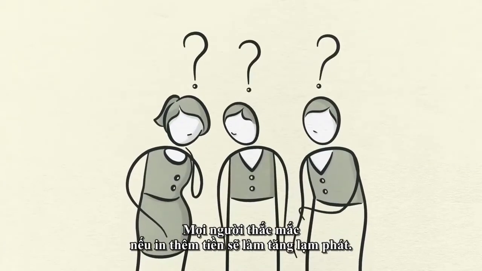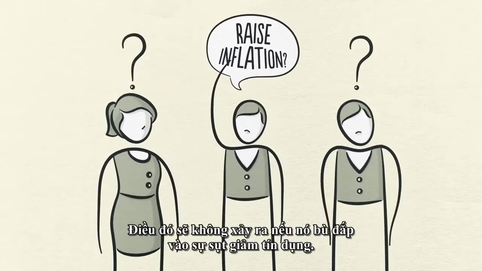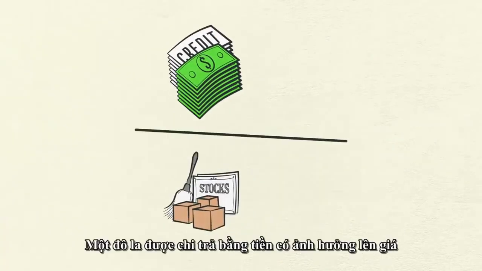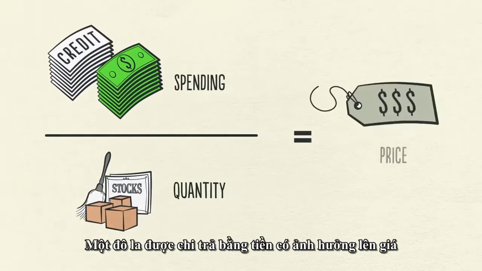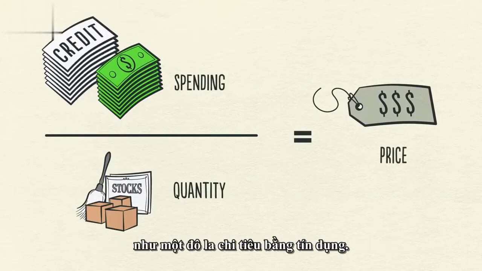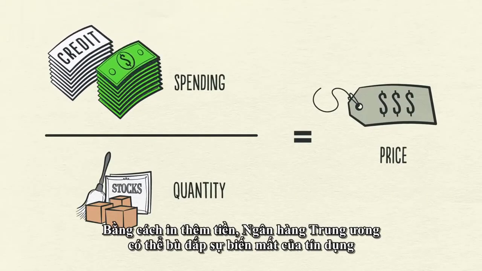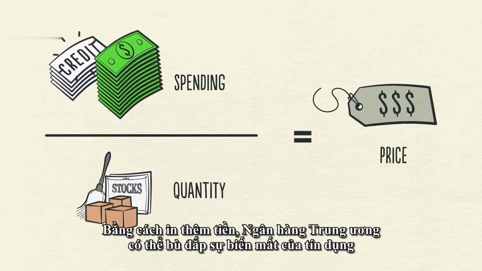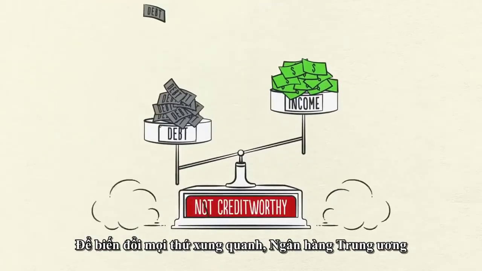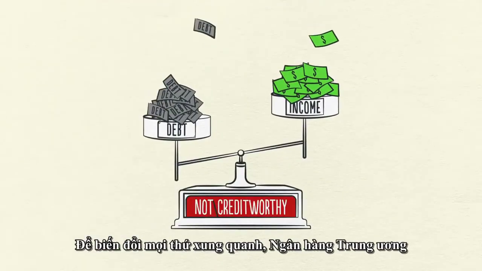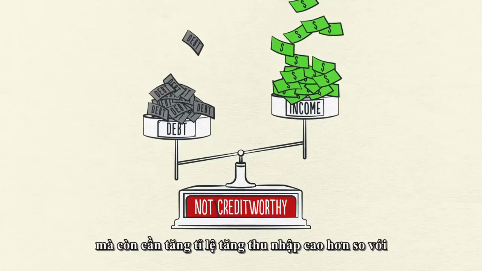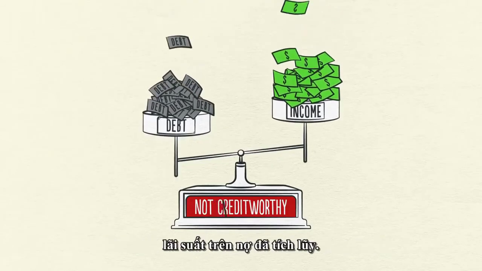People ask if printing money will raise inflation. It won't if it offsets falling credit. Remember, spending is what matters. A dollar of spending paid for with money has the same effect on price as a dollar of spending paid for with credit. By printing money, the central bank can make up for the disappearance of credit with an increase in the amount of money. In order to turn things around, the central bank needs to not only pump up income growth, but get the rate of income growth higher than the rate of interest on the accumulated debt.